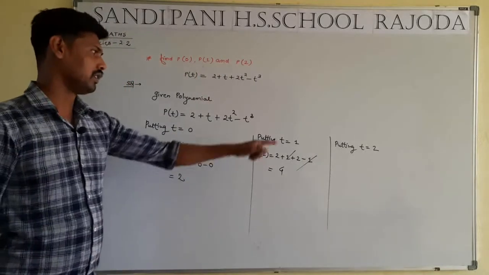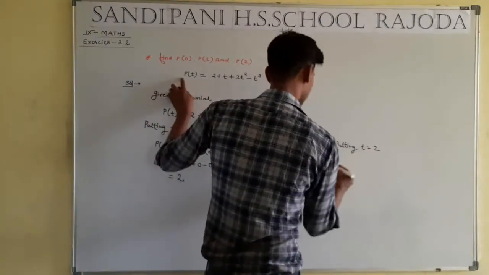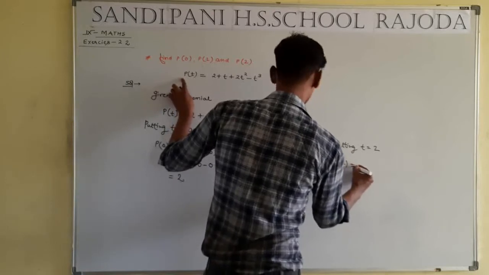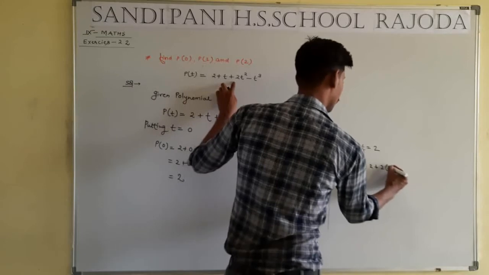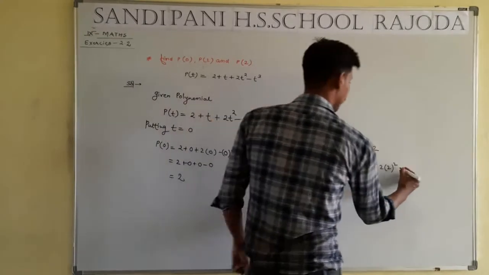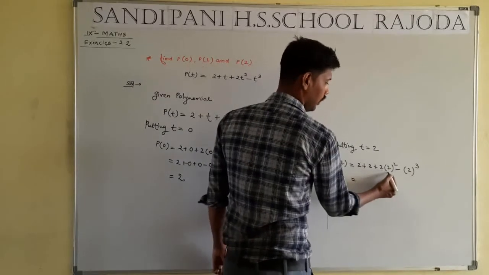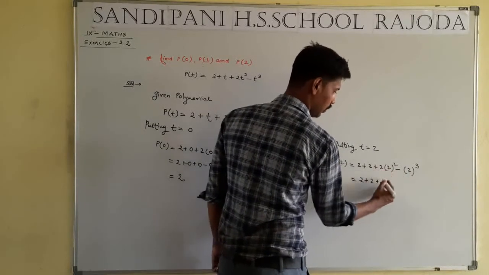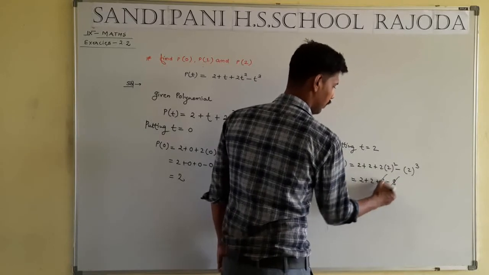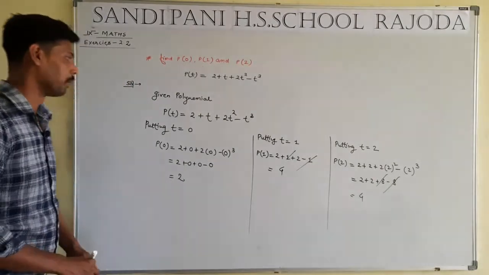Now the third part is t equal to 2. So putting t equal to 2, P2 will be equal to 2 plus 2 plus 2, 2 square minus 2 whole power 3. So 2 into 2 is 4, 4 into 2 is 8. 8 will be cancelled from 8. Again we get the answer 4.